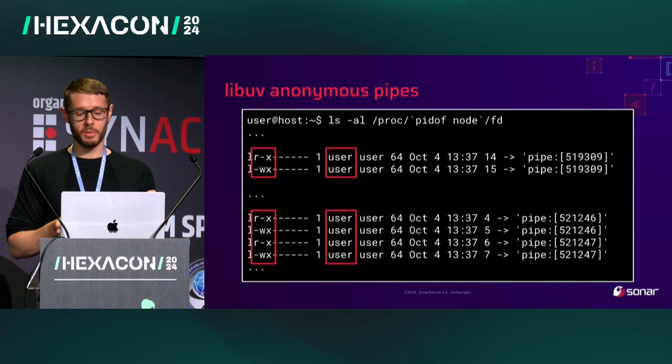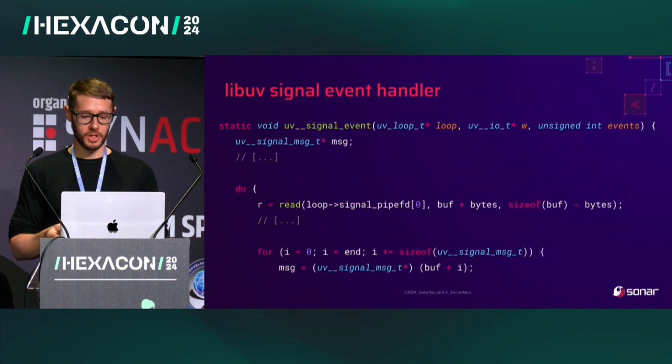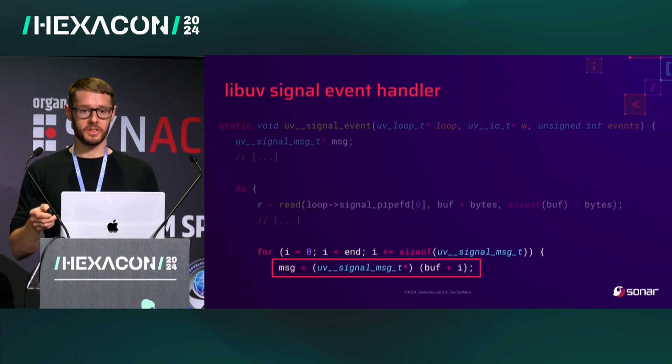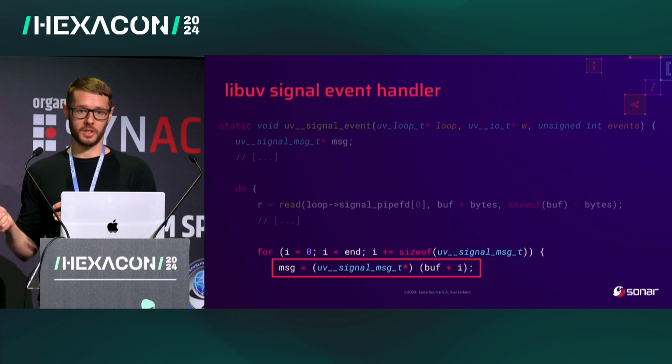The interesting question now is, how is the data processed that we write to these pipes? And here, one specific event handler caught our attention. This handler called uv__signal_event is registered by libuv to read from one of the pipes. Here's the read call, which takes a pipe file descriptor and a buffer where the data read from the pipe is stored. This data is assumed to be a sequence of signal messages.